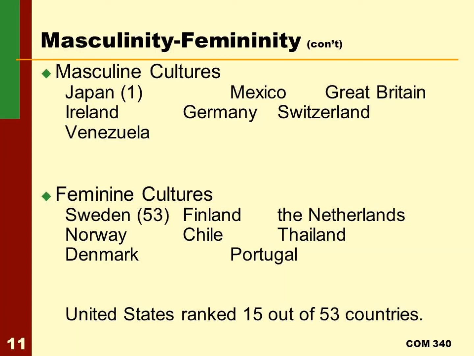Note the artist grouped countries on this chart with religious and language overtones. The U.S. ranks 15 out of 53 on the masculine side. Trading partners Mexico, number 6, and Germany, number 10, and Japan, who is the most masculine culture when surveyed, are all more masculine than the United States.